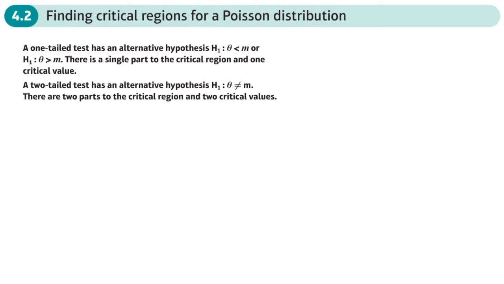Right, this is the second section of the hypothesis testing chapter, finding critical regions for the Poisson distribution. Okay, and let's draw a little diagram to help us understand what these critical regions are. So what I'm going to draw here are the values of x: 0, 1, 2, 3, 4, 5, and it carries on like that.